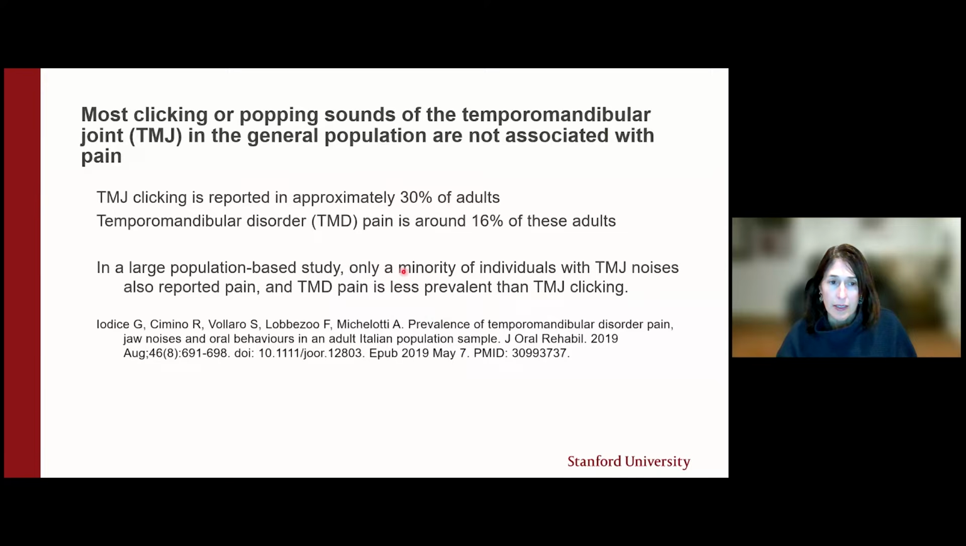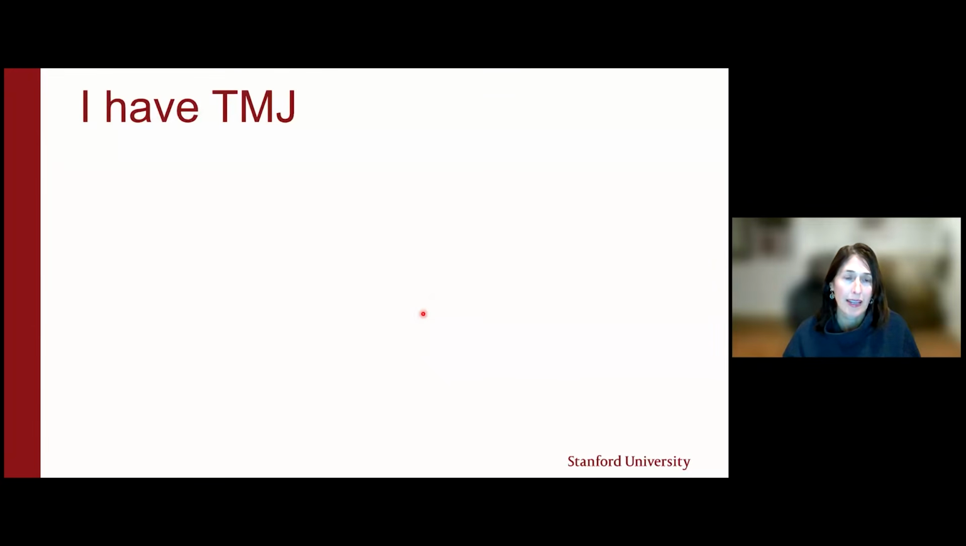Yeah, and in this large population-based study, most of the individuals, or a minority of the individuals with TMJ noises also reported pain. All right. So this statement, many patients come to me and they say, I have TMJ, which is basically saying I have temporomandibular joint, or I have shoulder, or I have knee. It is, yes, you do. You have two temporomandibular joints. And most of the time, they are not problematic.